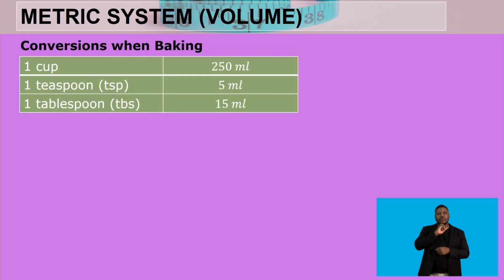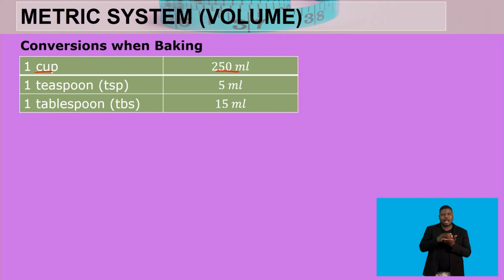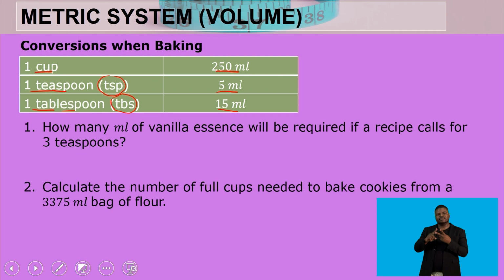Now we've also got metric volume conversions when baking. When we are baking, normally we would bake using cups, teaspoons, tablespoons, but in actual fact, they mean something when it comes to the metric system of units. So 1 cup is equivalent to 250 milliliters, 1 teaspoon is equivalent to 5 milliliters, and 1 tablespoon is equivalent to 15 milliliters. Also note these abbreviations: TSP will stand for teaspoon and TBS will stand for tablespoon. Now let's convert using these conversions when baking.